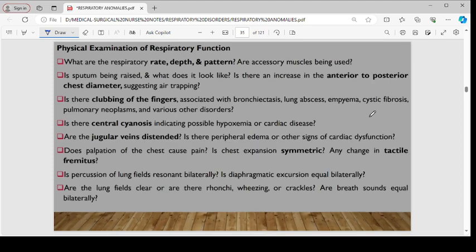Okay, in terms of examination, we have to examine the patient's respiratory rate, the depth, the pattern, and also look at the anterior posterior diameter. Remember, the anterior posterior diameter to the lateral diameter should be 1:2. So if that ratio is altered, then it could suggest air trapping, like the one we find in a barrel chest for the emphysema patient. We can also assess the clubbing of the fingers, central cyanosis, jugular vein distension, and also the tactile parameters.